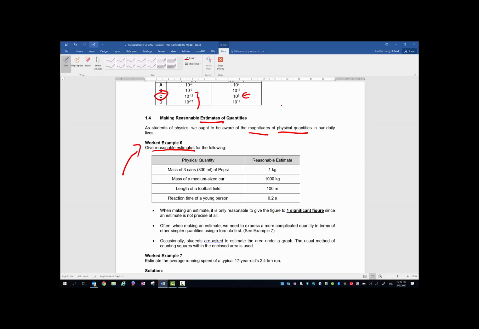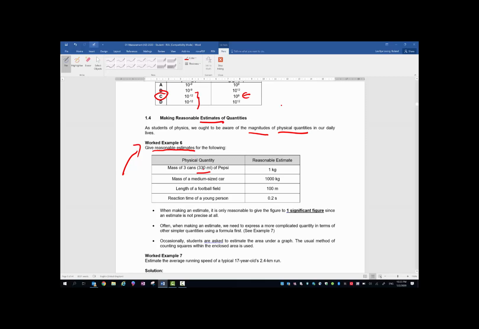Or maybe in some cases, their smaller can is 225 ml. I think what is served on the aeroplane is 225 ml. So in this case, they mentioned 330 ml, so 3 cans is 1 liter. So how much is 1 liter? It's about 1 kilogram.